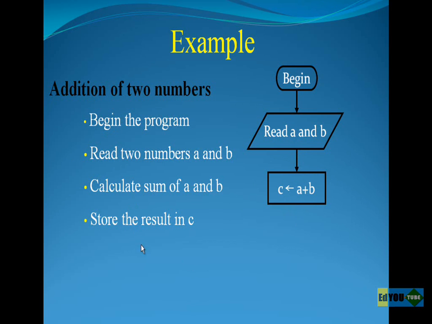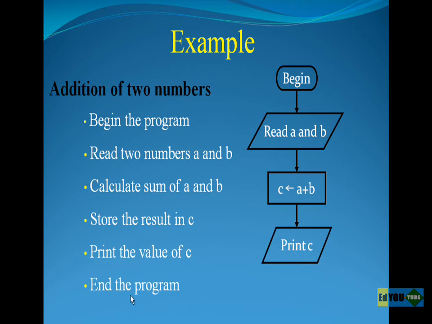And what is the next step in the algorithm? Print the value of C. I have already told you that for printing or taking inputs we use this parallelogram shape. In this I have written Print C. This C I am printing here, and to show the flow I have taken an arrow mark. Then what is the next step here? Ending the program. To end the program we use an oval shape like this. I have taken the oval shape and written End in it. And to show the flow, draw an arrow. This is the flowchart for the algorithm of addition of two numbers.